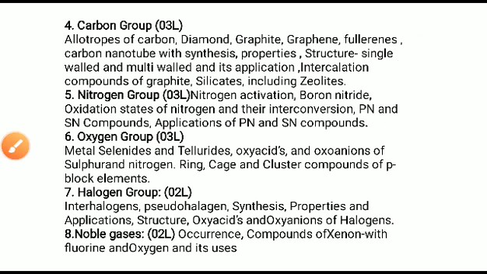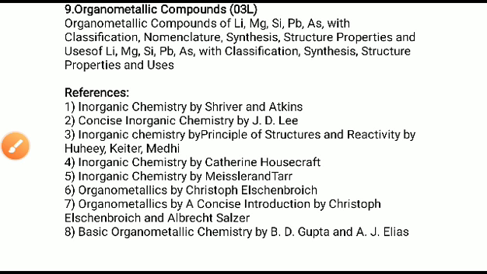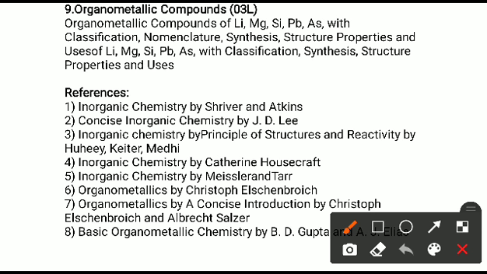Next topic is the organometallic compounds. It includes the organometallic compounds of lithium, magnesium, silicon, lead, arsenic with the classification and also their structure, synthesis and properties. Here are some references you can refer: Inorganic Chemistry by Atkins and Shriver, Concise Inorganic Chemistry by J.D. Lee. Both of these books are very good books for referencing. All the topics are included in those books.